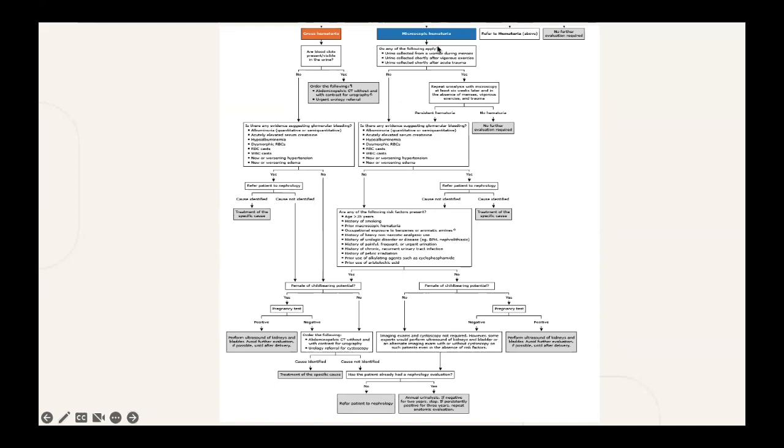So what if it is microscopic hematuria? We try to rule out any history of vigorous exercise, or if it's a female patient with active menses, or a patient with a history of trauma. We need to rule these out because they may give us a false positive test. Next, we do almost the same thing. We check for albumin, dysmorphic RBCs, and WBC casts. If they are positive, we also refer to nephrology.